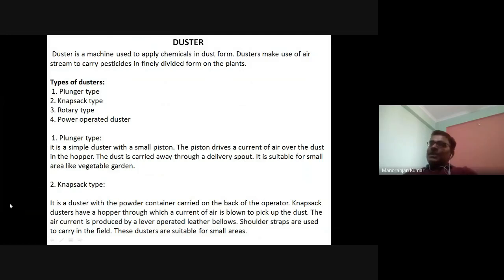Second is the knapsack type. It is a duster with the powder container carried on the back of the operator. The knapsack duster has a hopper through which a current of air is blown to pick up the dust. The air current is produced by a lever-operated bellows. Shoulder straps are used to carry this knapsack type in the field. These dusters are suitable for a small area.